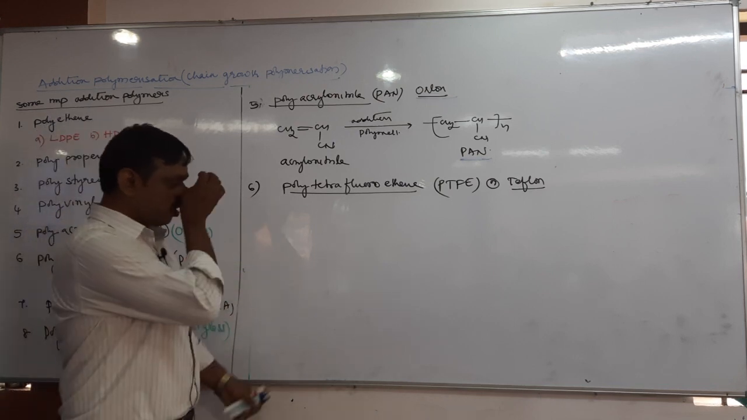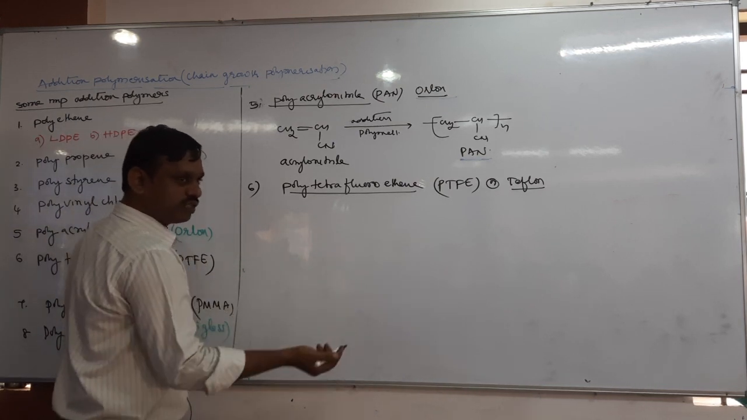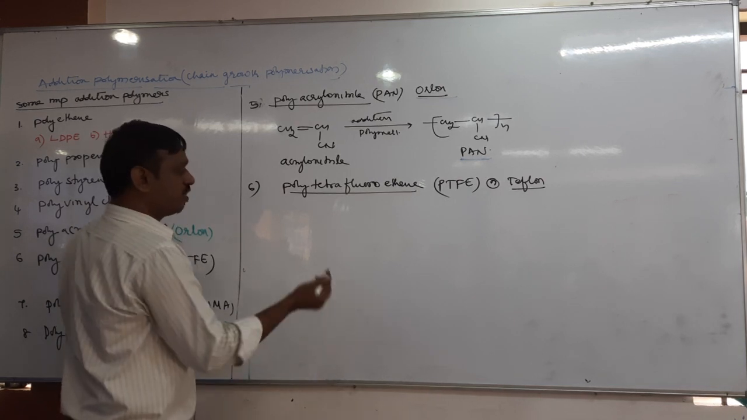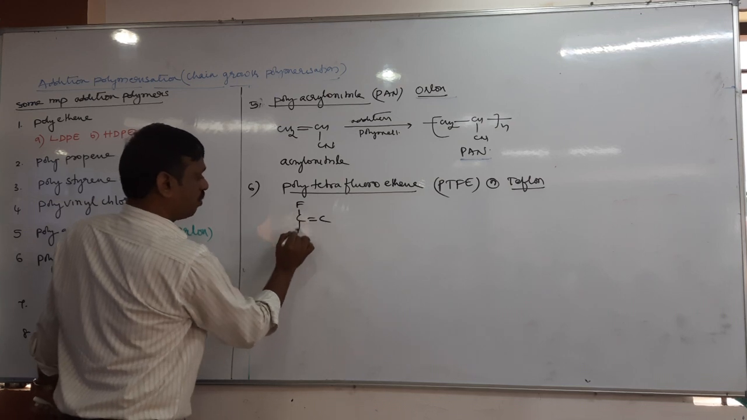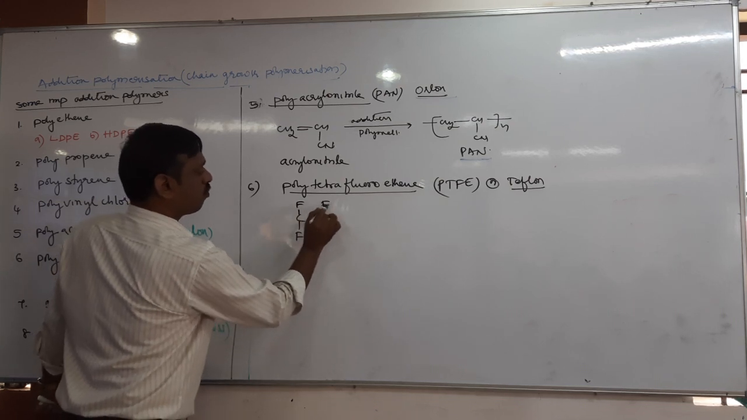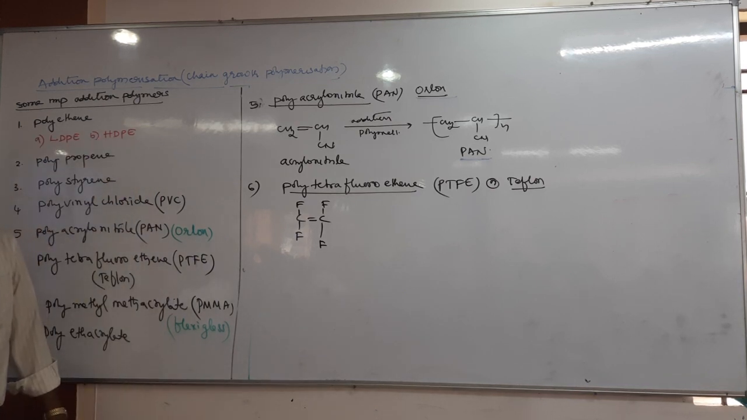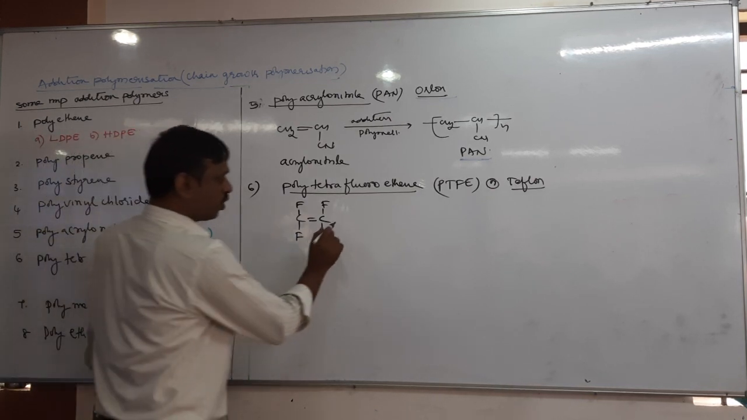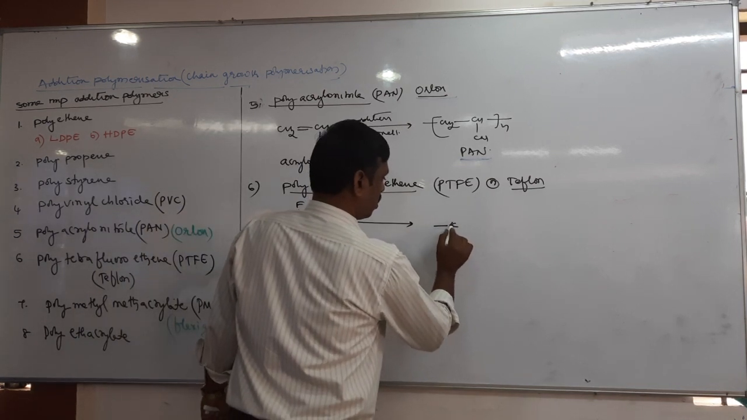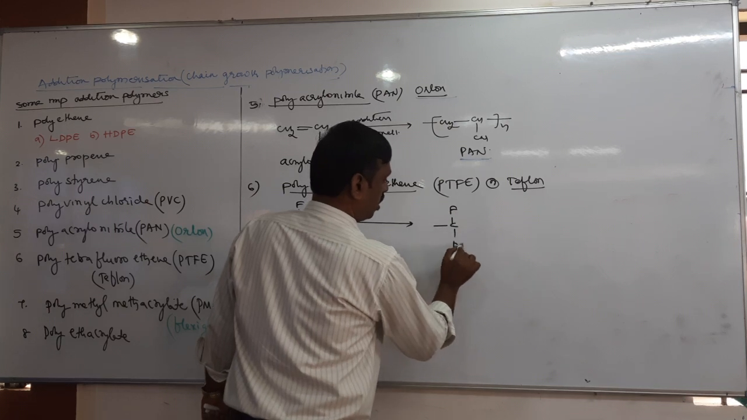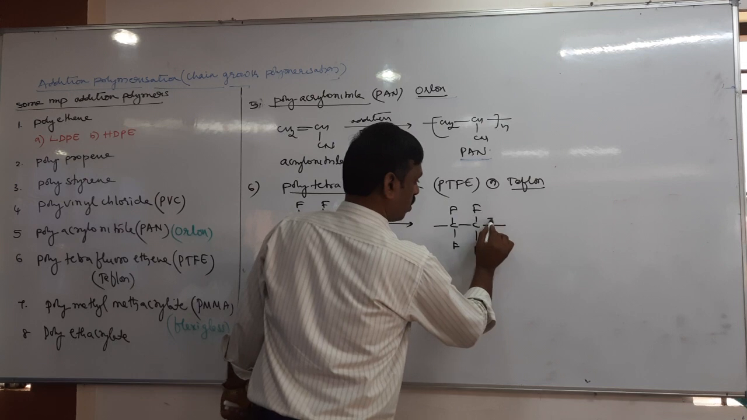So tell me, what is the monomer of PTFE? TFE. What is TFE? Tetrafluoroethene. Ethene is C double bond C, and tetrafluoro means there are 4 fluorines and 2 carbons. This tetrafluoroethene undergoes addition polymerization and forms polytetrafluoroethene.